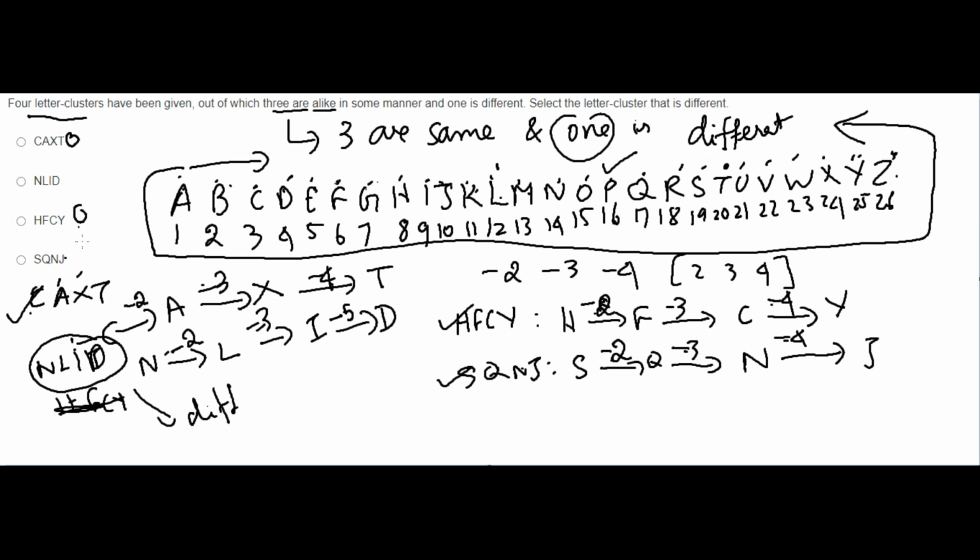These three are the same, right? Because they have the variation of minus 2, minus 3, minus 4. This one only has the variation of minus 2, minus 3 and minus 5. So what they are asking is to select the letter cluster that is different. So this one is different. The answer is option 2.